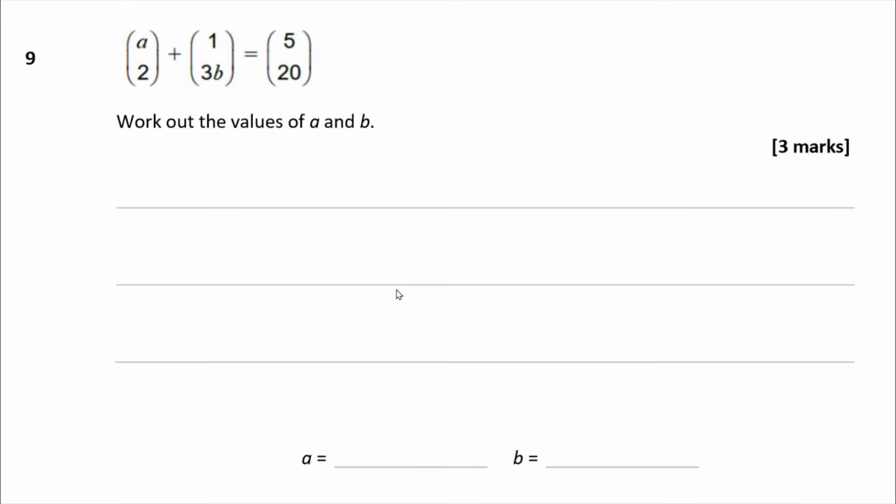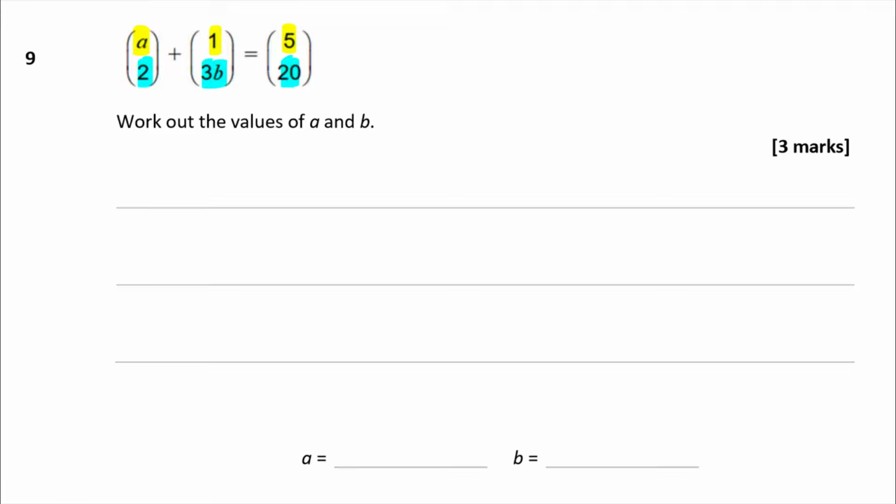Question 9, we've got some matrix addition here. So I've got A and 2 plus 1, 3B, and that's equal to 5, 20. So when you're adding matrices together, you add like with like. So you're going to add the top part with the top part to get the top part, and you're going to add the bottom part to the bottom part to get the bottom part there, like that.